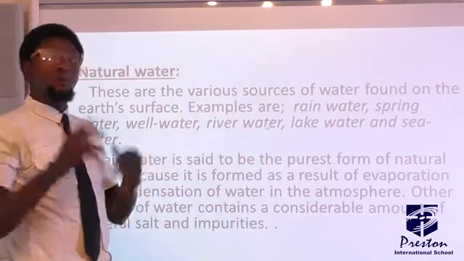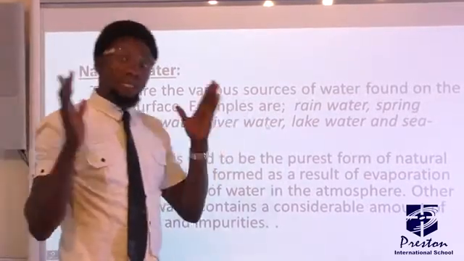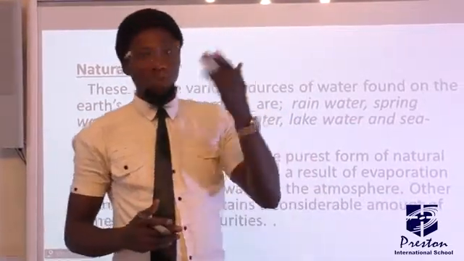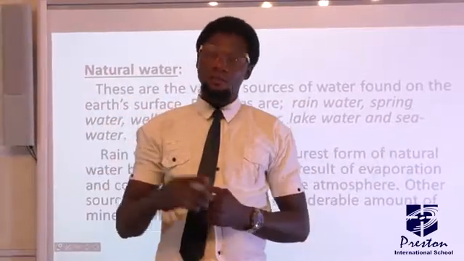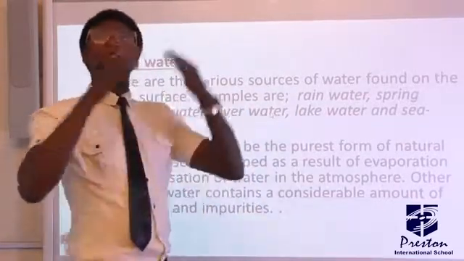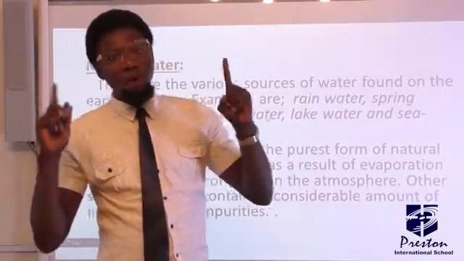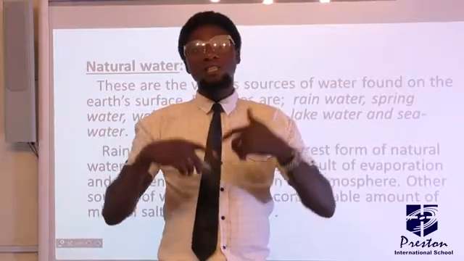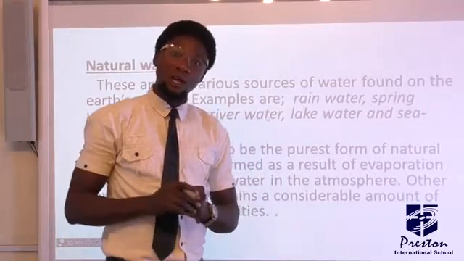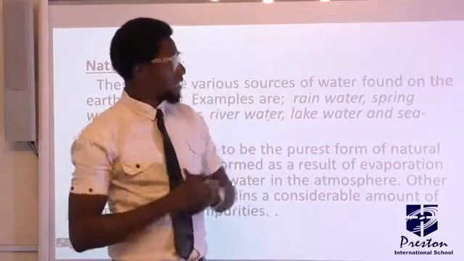Let's quickly look at the natural sources of water. When you say natural sources of water, these are the various sources of water found on the Earth's surface. What are examples of this? Rainwater, spring water, lake water, river water, sea water, and the likes. Among all these natural sources, rainwater seems to be the purest of them all. Why? This is simply because it is obtained from the process of evaporation and condensation. That is, water is converted to vapor, then vapor returns back to water itself.